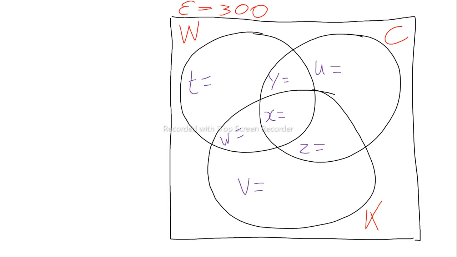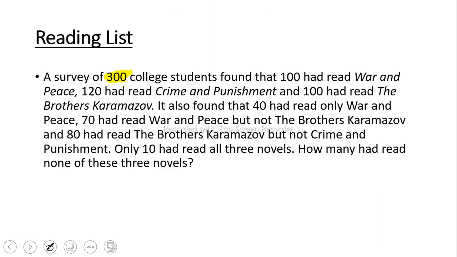All right. Okay, so what is X? We know what X is immediately, right? What is X? 10. The reason why X is 10 is because they tell us 10 had read all 3 novels. So X is 10 already. So that's good. Remember, I tell you, as much as possible, start with your intersections, right? Yes, sir.